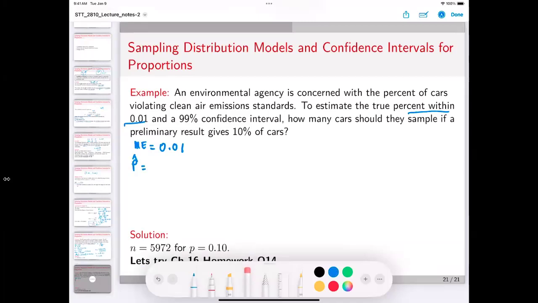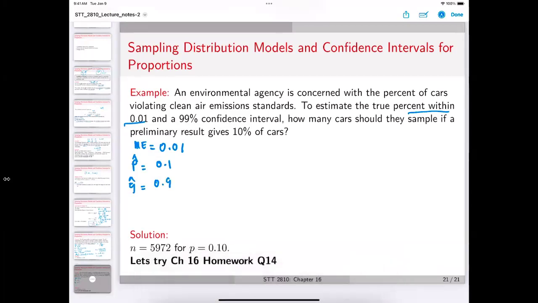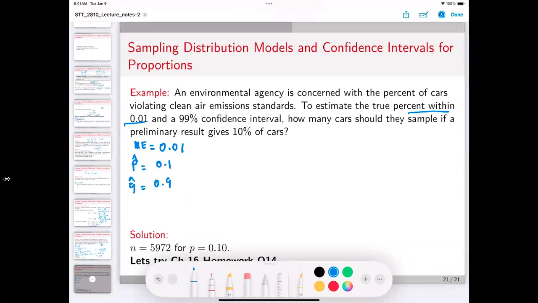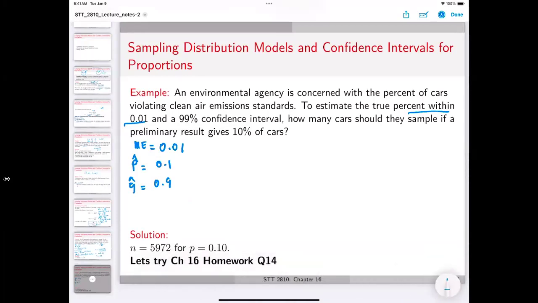So you see, how many cars should they sample if a primary result gives 10% of the car? So p hat is what? 0.1. Does that make sense? So if p hat is 0.1, what is q hat? 0.9. And then you can use StatCrunch to get the z. Does that make sense? And then you come and just what? Implement the formula. Is that okay?